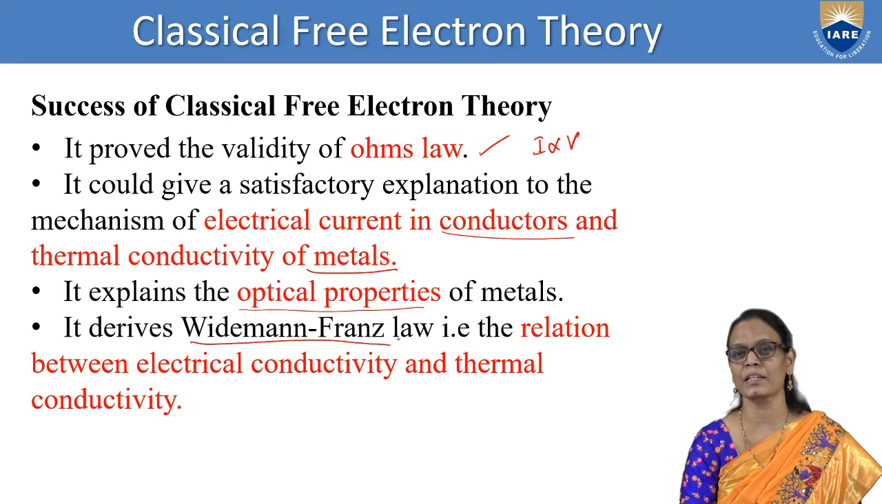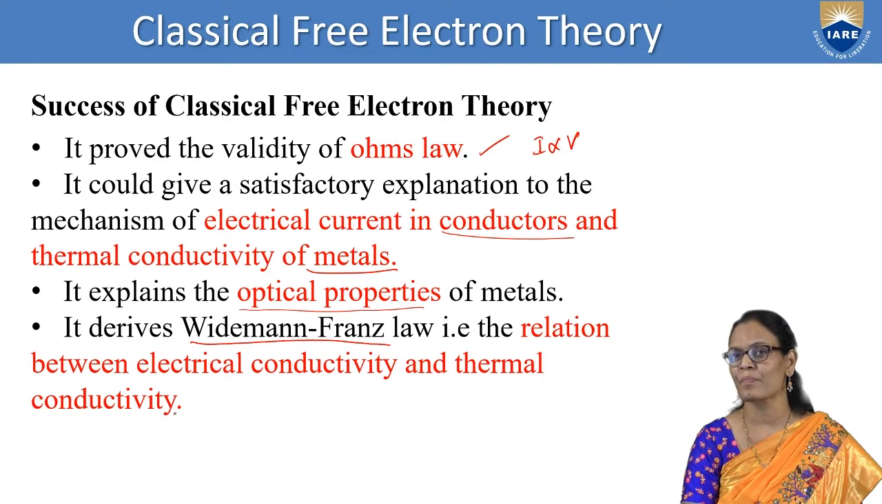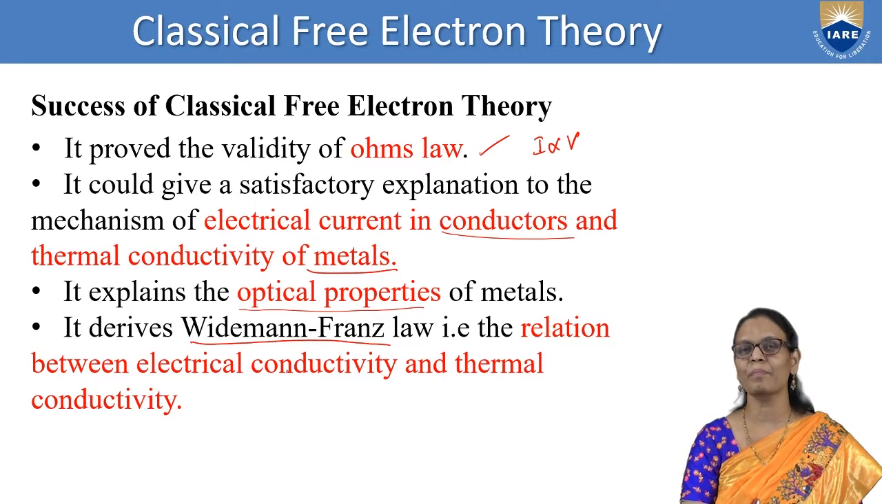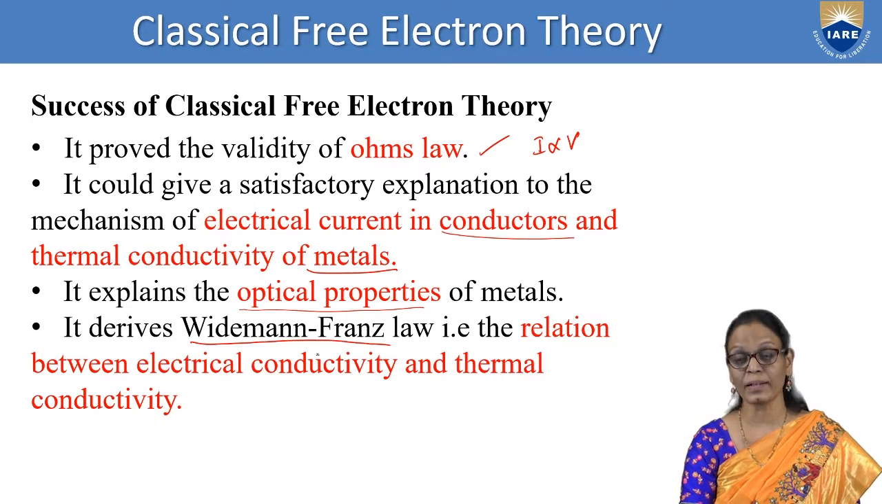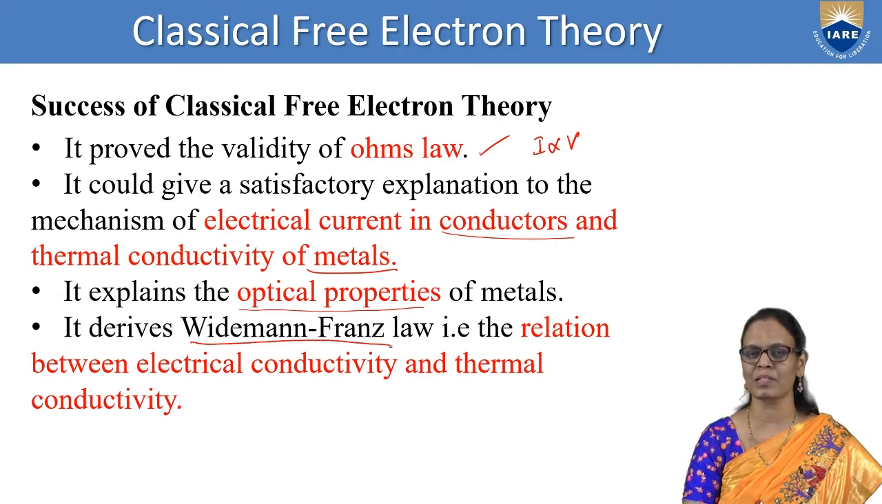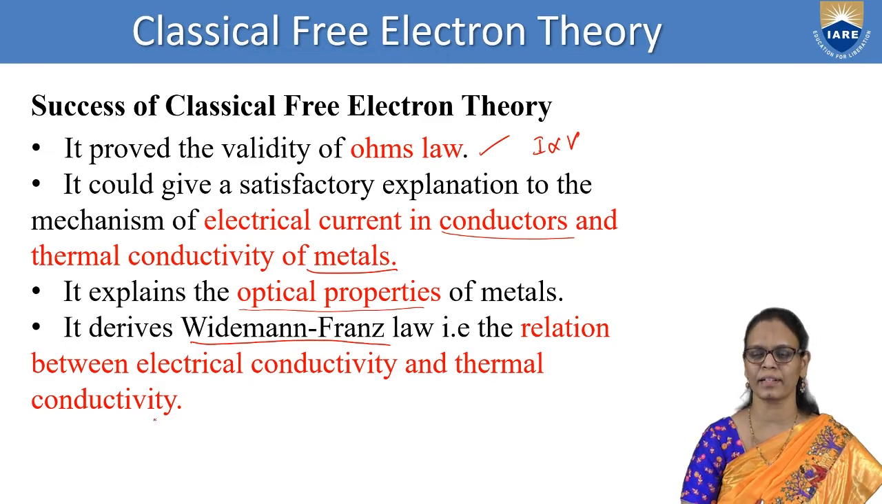This is the name of the scientists who gave a law. What this law talks about is the relationship between electrical conductivity and thermal conductivity. If a metal is thermally conductive, meaning its thermal conductivity is good and its capacity to conduct heat is good, what about its electrical conductivity? That relationship was given by Wiedemann and Franz. So the theory could also successfully explain the Wiedemann-Franz law, which connects both the electrical conductivity and thermal conductivity.